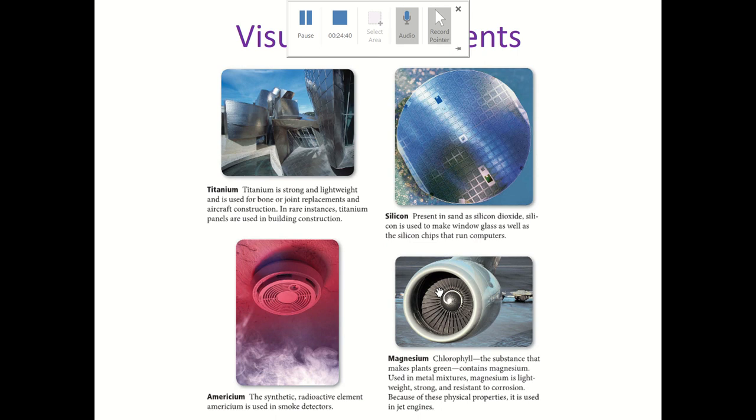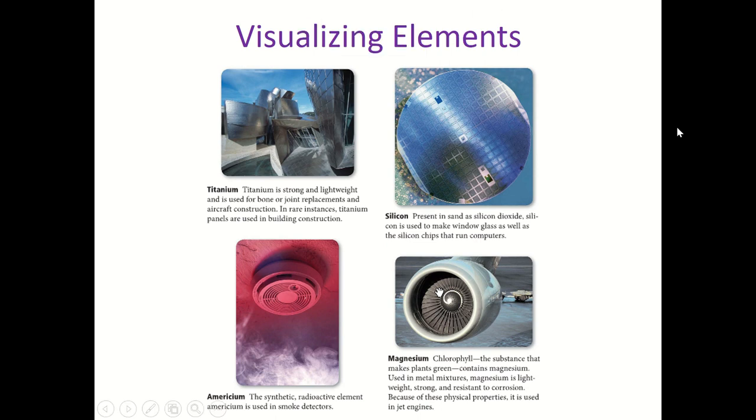Okay, so let's go back, and here there is a picture in your textbook, and this picture is important. As I told you, in chemistry, pictures are important. Please don't ignore pictures in chemistry. Now we have a picture of four elements. What are they? I can see titanium, silicon, americium, and magnesium. Titanium, silicon, americium, and magnesium.